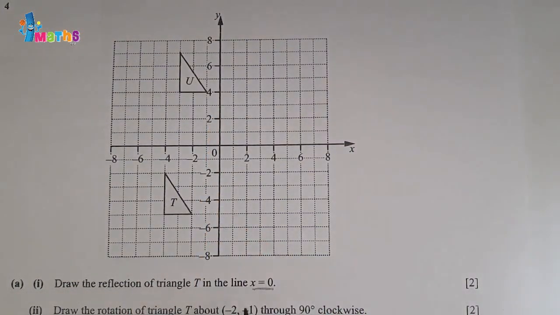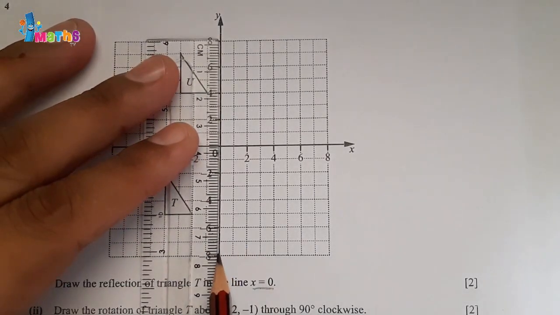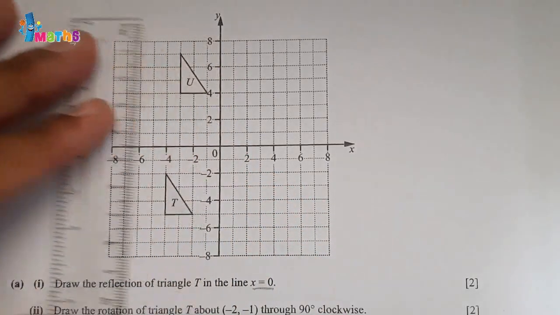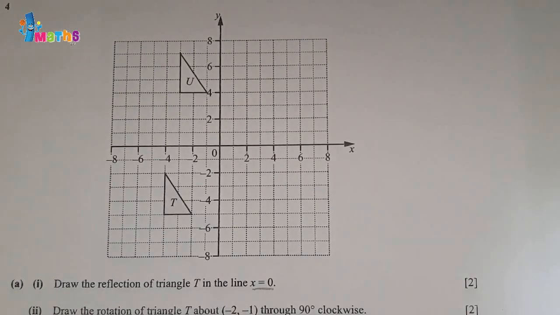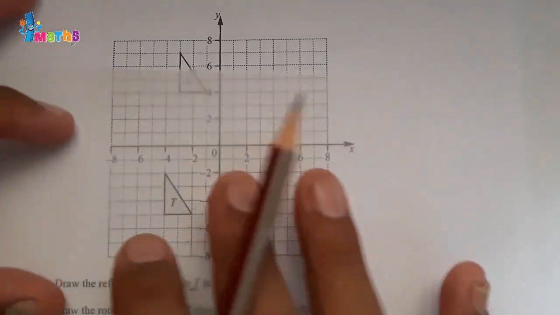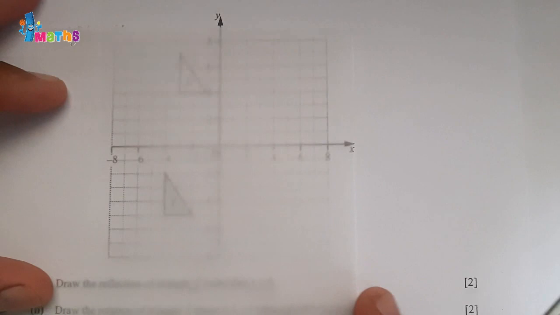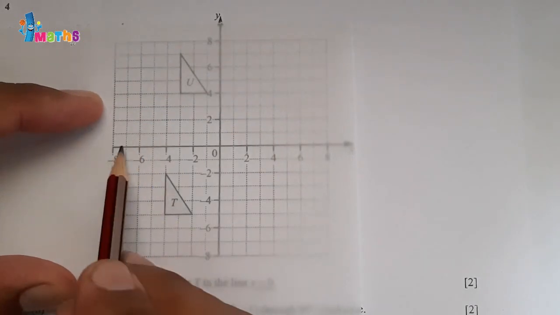So x is equal to 0 is the y axis. Basically this is the line which is x is equal to 0, this one. So x is 0 at the y axis. So we'll have to draw the reflection of T in the line x is equal to 0. So what we will do, we'll use this tracing paper, this one, for transformation. This will be helpful.